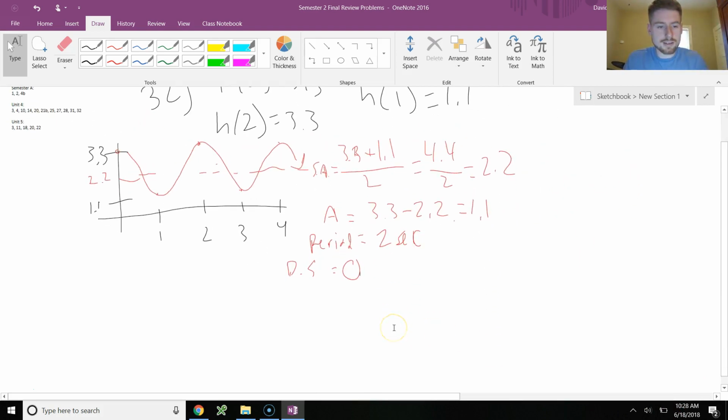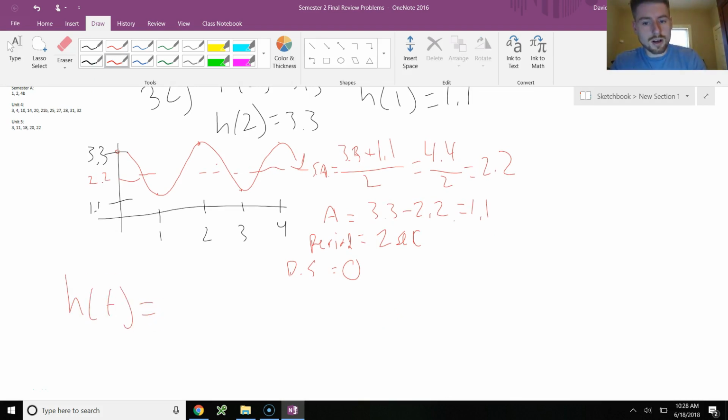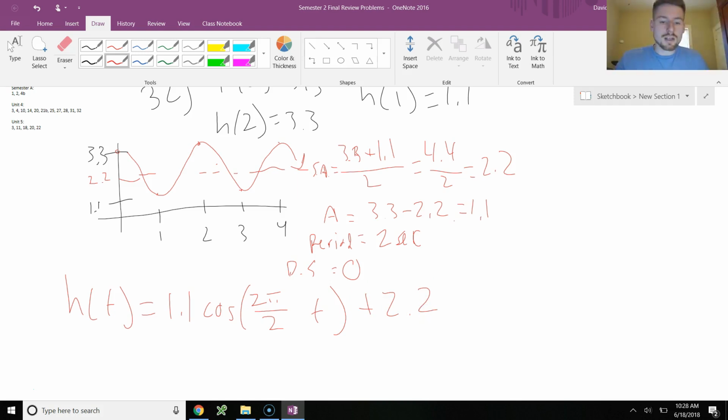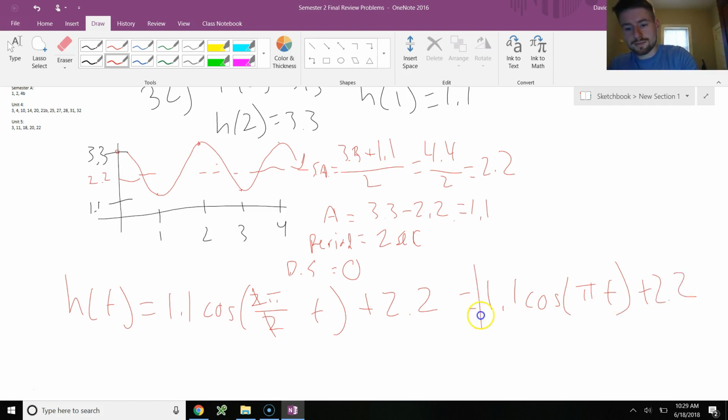So let's go ahead and write the equation. We have h of t is equal to 1.1 cosine of 2 pi divided by 2, the period, times t, minus 0, which I'm just not going to write, plus the sinusoidal axis, which is 2.2. That would be our function. We could write this just as pi t, so this is equal to 1.1 cosine of pi t plus 2.2.